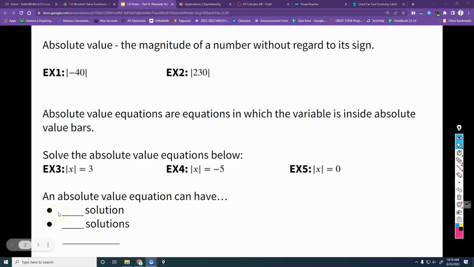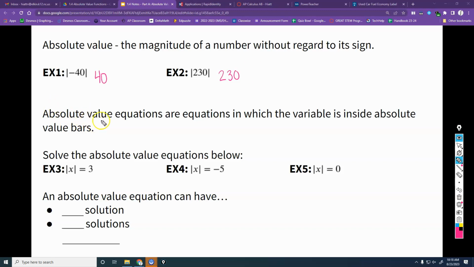Okay. William, what is the absolute value of negative 40? 40. Perfect. Okay. Passion, what is the absolute value of 230? Nope. 230. Absolute value is going to be always positive for these. It's like the washing machine. It washes away the negatives. So if there wasn't one to begin with, that doesn't put one there. It just washes away negatives.